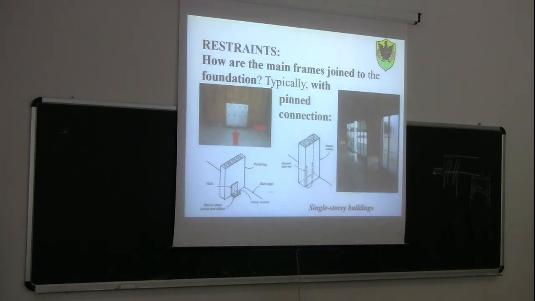This is another possibility using glued-in rods. You see, the glued-in rods are closer to the center, they are not very close to the edges of the beam. Because if you put the glued-in rods closer to the edges of the beam, the joint becomes what kind of connection? So a fixed connection.